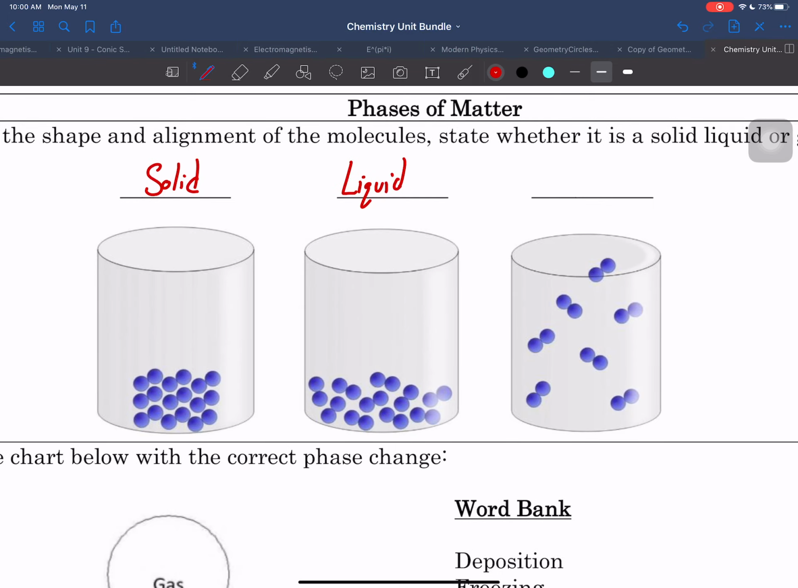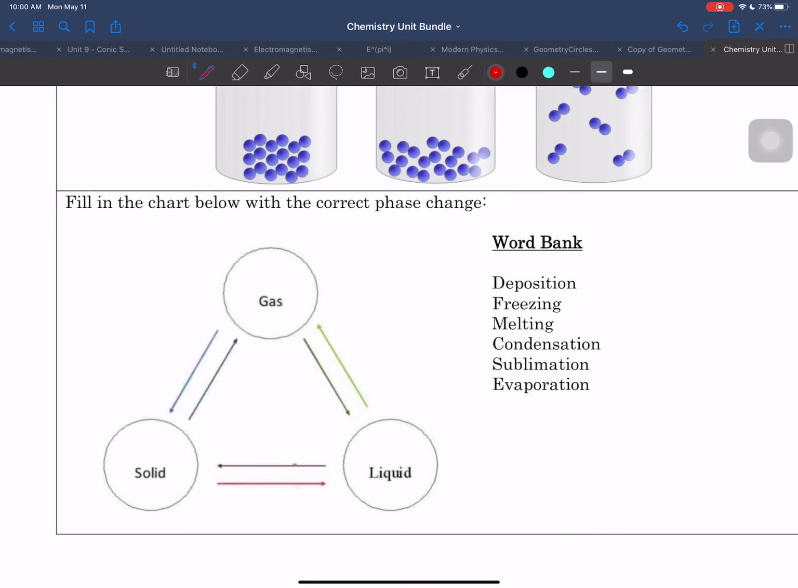And then when the molecules are scattered throughout the container, that is going to be a gas.